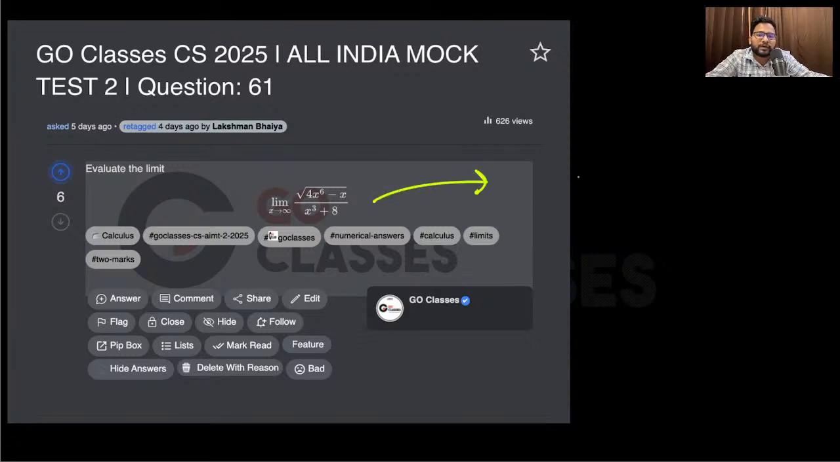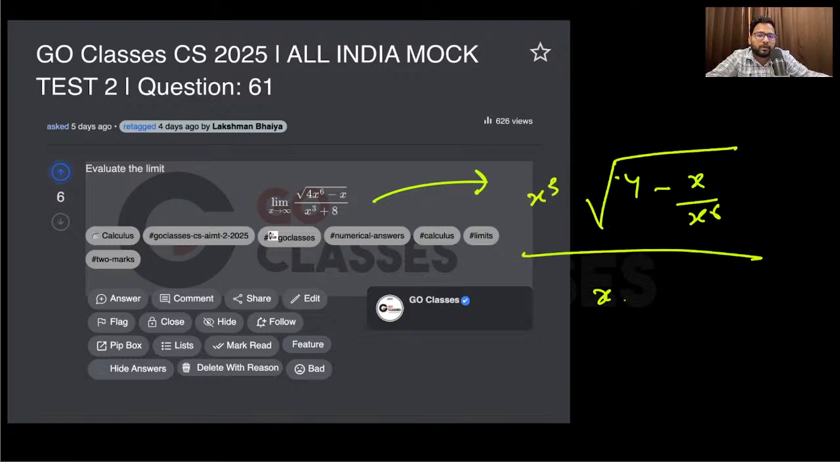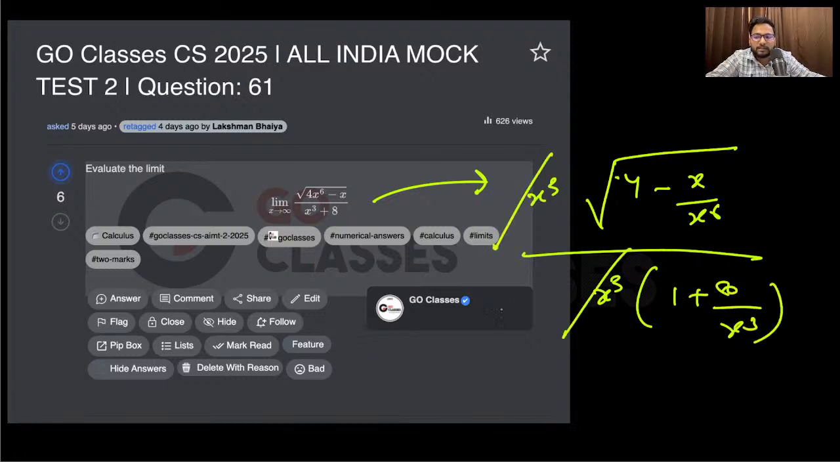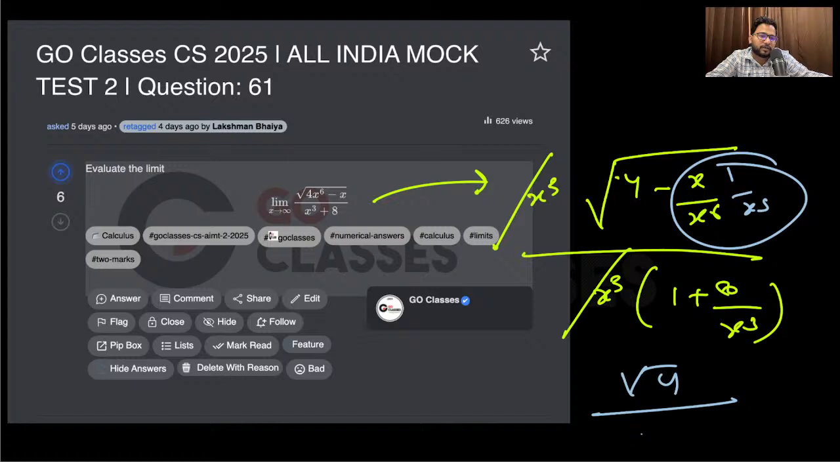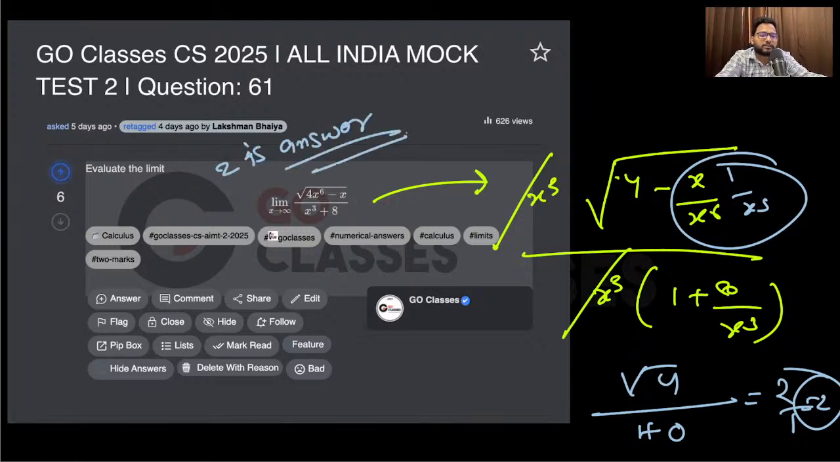Now for this question, I think these are standard questions, so you can take x^6 common here. It will be square root of 4 minus x upon x^6, and then x cube, and then you can take x cube common here. It will be 1 plus 8 upon x cube, right? X cube will get cancelled out since x is infinity, so this is 1 upon x power 5, this will be 0, this will be square root of 4, this will be 0, this will be 1 plus 0, this is 2. 2 upon 1, this is 2. So this is an easy question, so 2 is the answer. Is this okay to everyone?